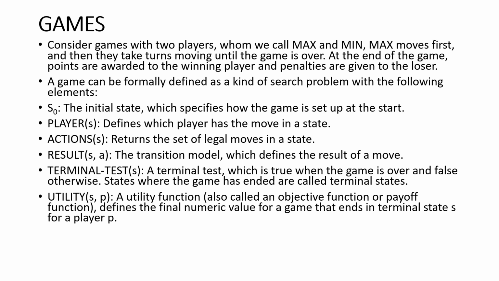In AI, we mostly study two-player games. Two players means max and min. So max moves first, then min. The players move alternately. So if one player gains, the other player loses the game.